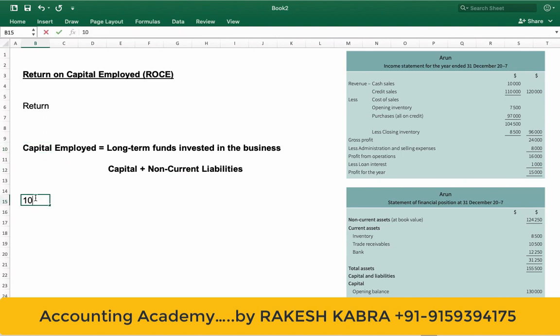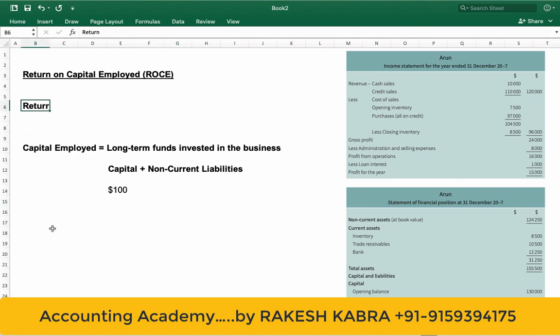Suppose to run a business we need $100, but I have only, let's say, $80. So that is not sufficient, so definitely I will take a bank loan or long-term borrowing. So $20 I have taken as a bank loan. So $80 invested by the owner and $20 taken as a bank loan. Now we have a total of $100, and that $100 we employed in the business. So this is the meaning of capital employed.